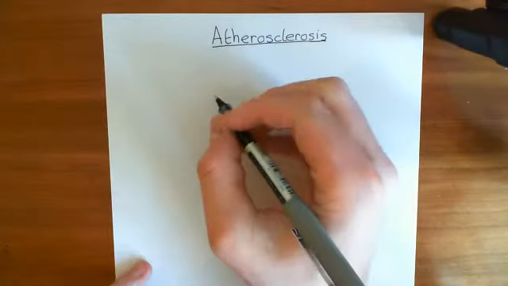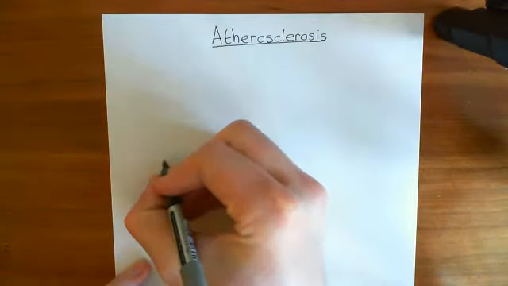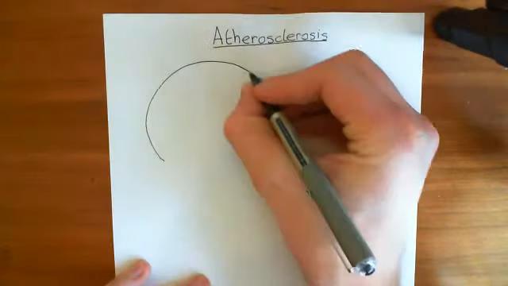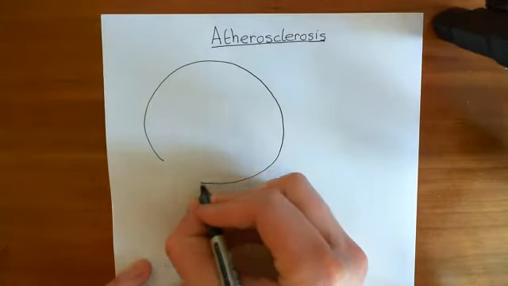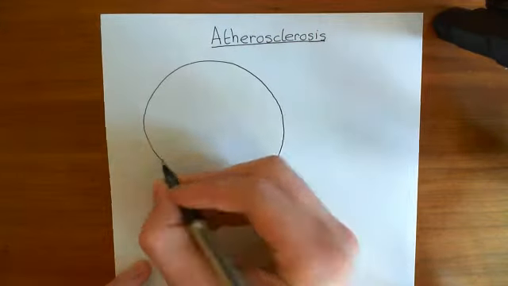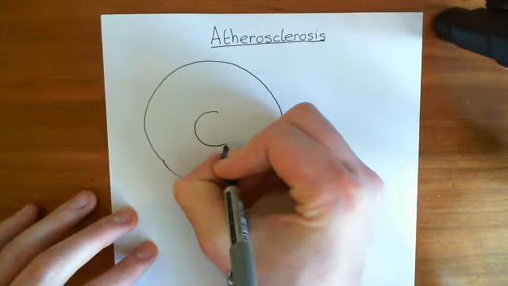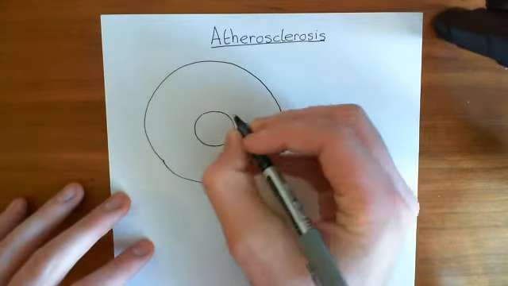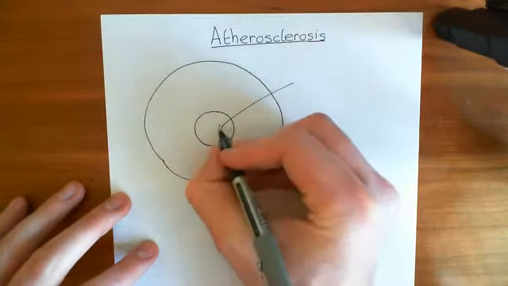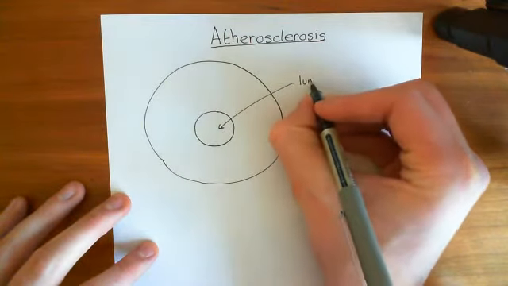Let's start with a revision about the layers of a blood vessel. Let's say we have a picture of a blood vessel here. This is our blood vessel. At the center you have the lumen, which has the blood moving through it. So this here, right at the center, is the lumen of the blood vessel.